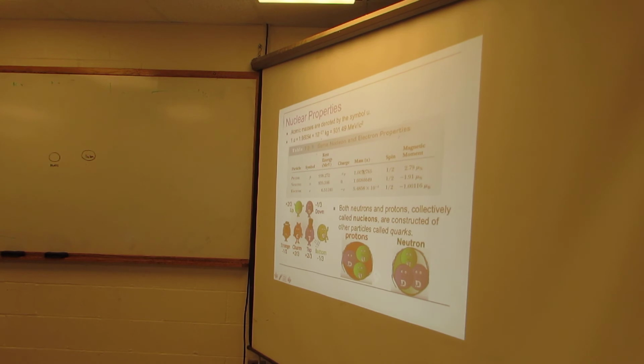Then we have the mass. We see how the proton and the neutron have a really huge mass, but the electron is very small and doesn't have much mass. And we have the spins. The spin of the proton, the neutron, and the electron is 1/2, and the magnetic moment is 2.79 for the proton, minus 1.91 for the neutron, and minus 1.001 for the electron.